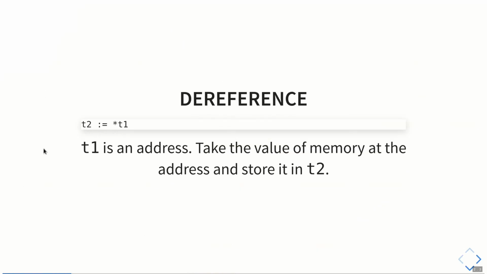Okay, so dereference, I call it dereference. There's multiple ways to do dereference, but I call it dereference in simple IR. So what does a dereference do? If I have some variable T1, what does dereference do? It goes to the location of the address and gets the value of the address.